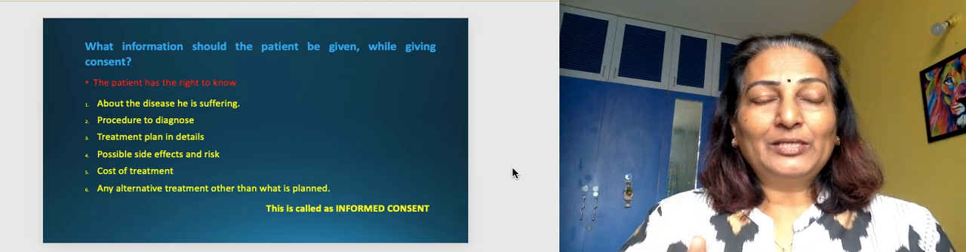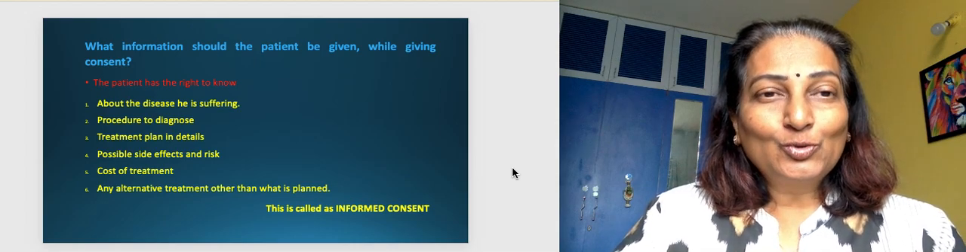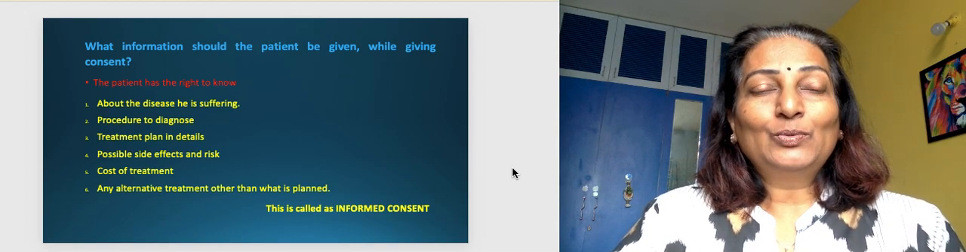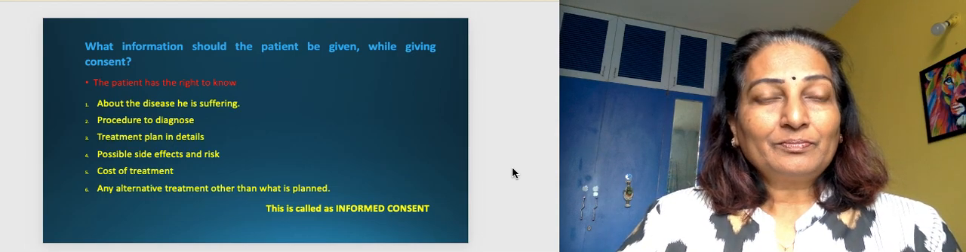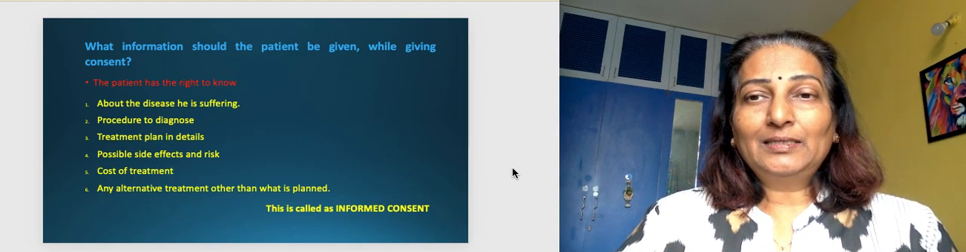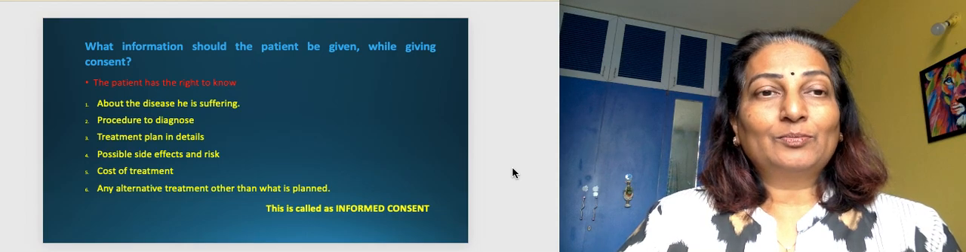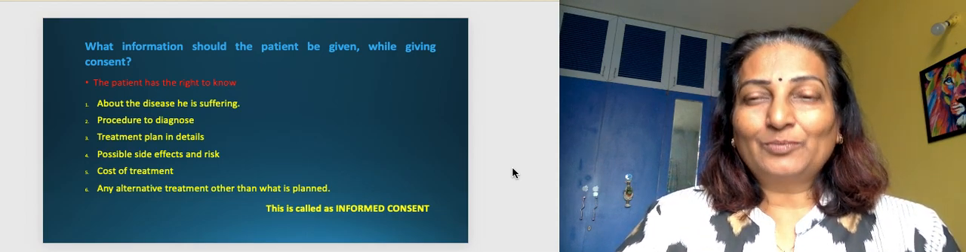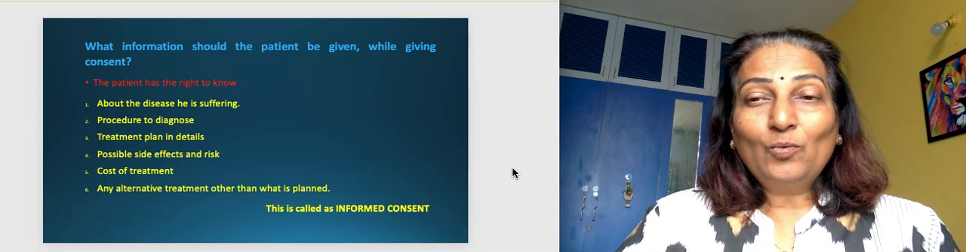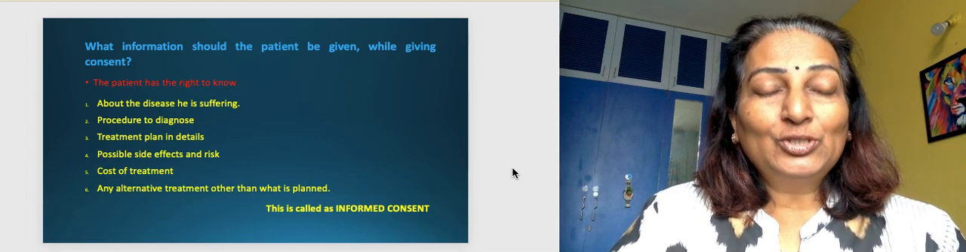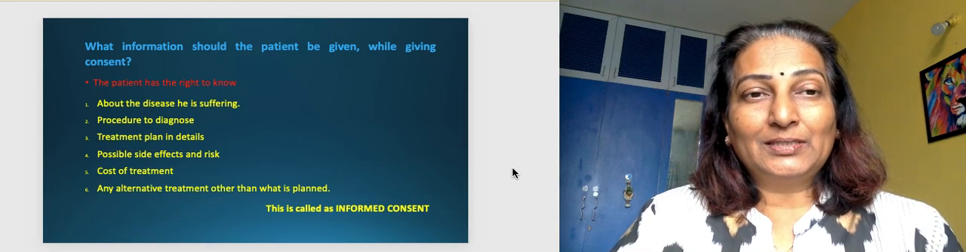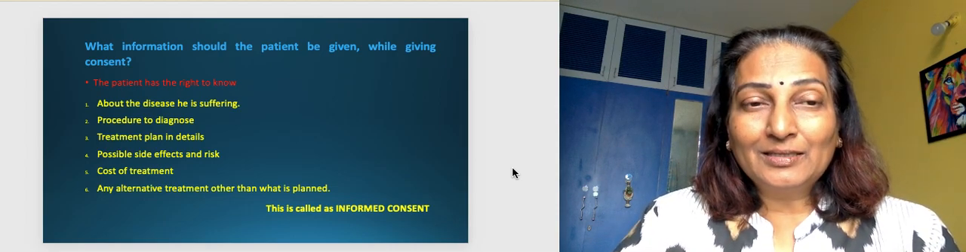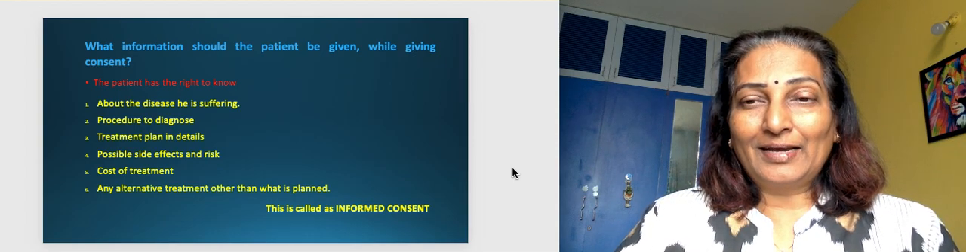The components are according to what the patient has a right to know about the disease or about the surgery which he is going to undergo. The first thing you should tell the patient is about the disease, what he's suffering from, the diagnosis, the provisional diagnosis, and what you are going to do about it. How will you diagnose the disease, what lab tests you are going to do, or what procedure or minor thing you are going to do for the diagnosis.